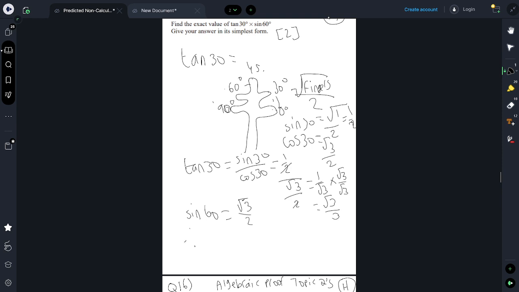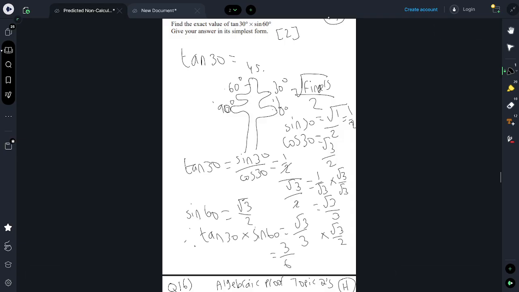So therefore, the value of tan 30 times sine 60, these two together, is root 3 over 3 times root 3 over 2. So actually, you're doing root 3 times root 3, which will just be 3. And 3 times 2 is 6.